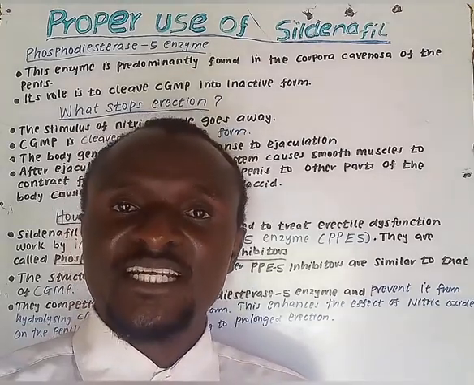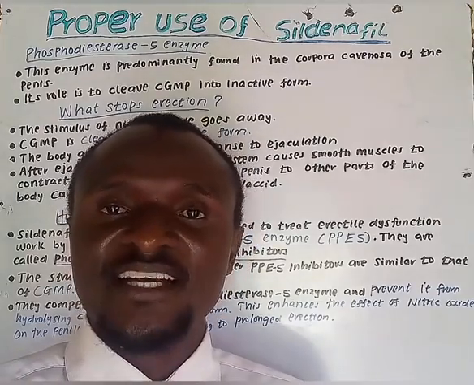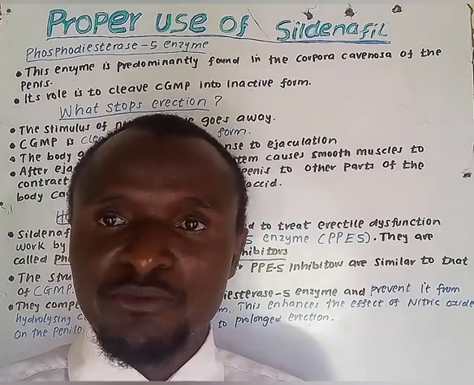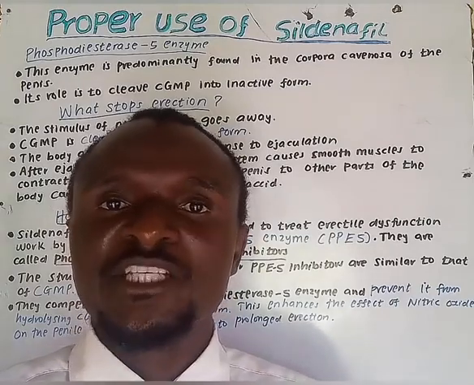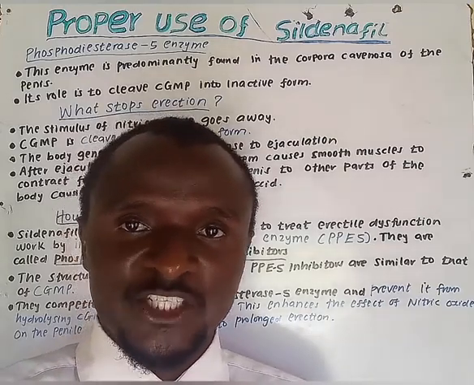Now, the body generates a nervous response to ejaculation. After ejaculation, the nervous system causes smooth muscles to contract. This pushes the blood out of the penis to other parts of the body, causing it to relax.